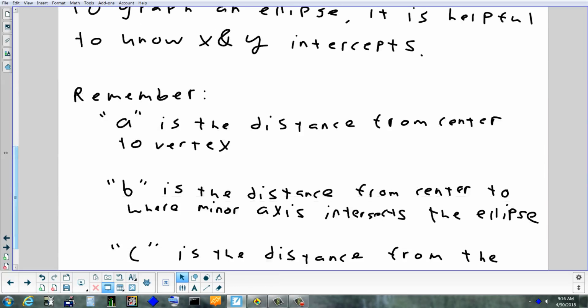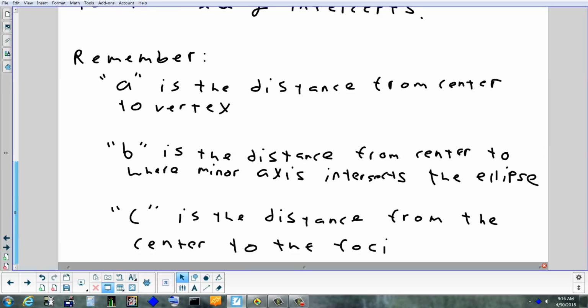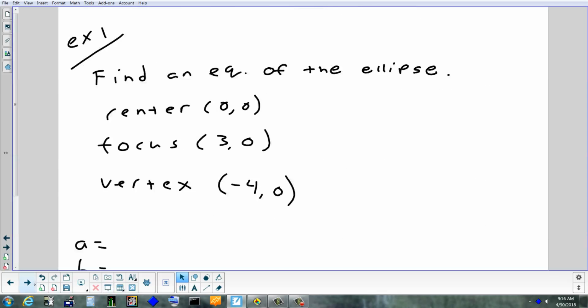These three things I already gave you. A is the distance from the center to the vertex. B is the distance from the center to the minor axis. And C is the distance from the center to the foci. They're right on the side of the board if you need them. The kinds of problems you could have here is I tell you a bunch of characteristics about the ellipse, you tell me the equation, or we can do it the other way around. I'll give you the equation, you tell me all the characteristics.